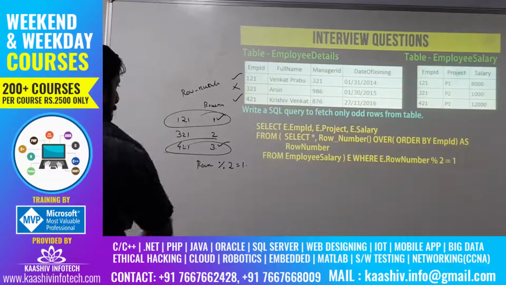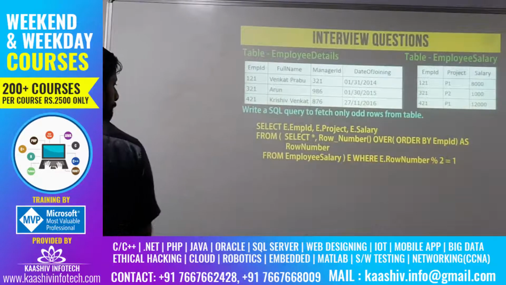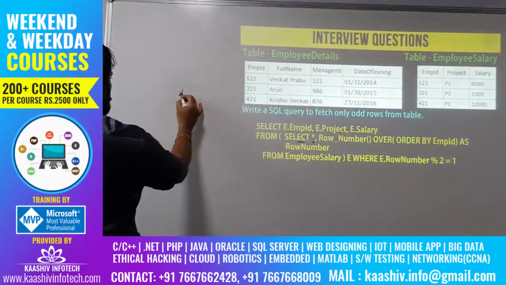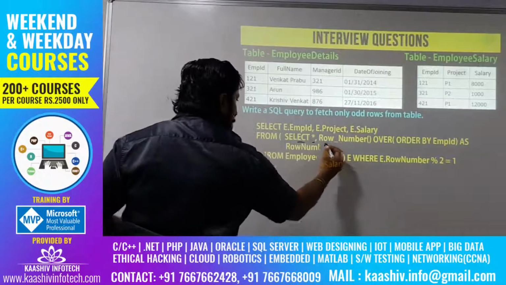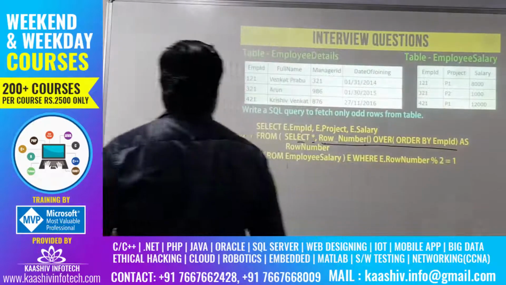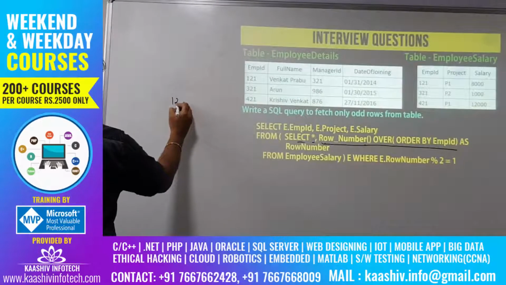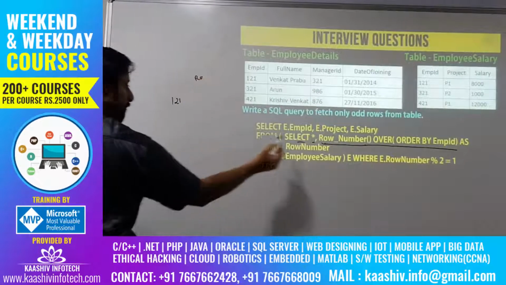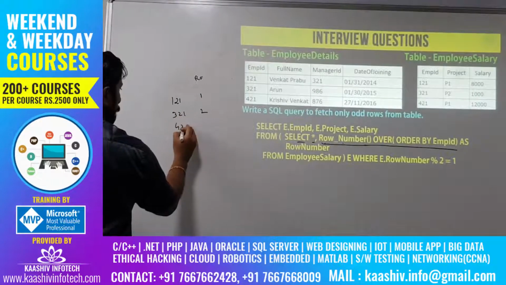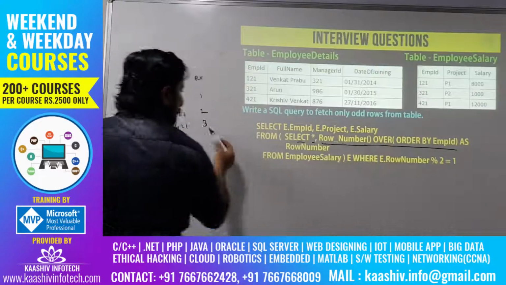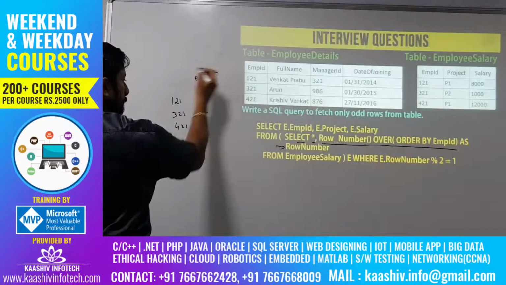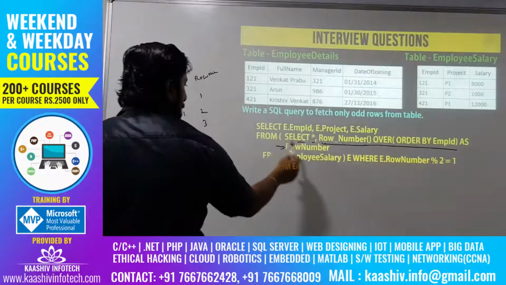Over here, what I'm trying to do is SELECT *, everything, comma, ROW_NUMBER. This is the syntax: ROW_NUMBER() OVER (ORDER BY employee ID). It will give 121 a row number of 1, 321 a 2, and 421 a 3. This particular line gives this column, and the column name is row number.